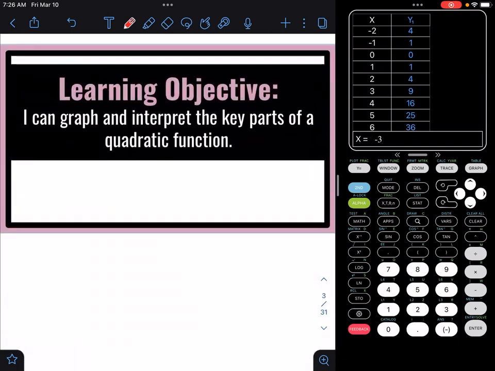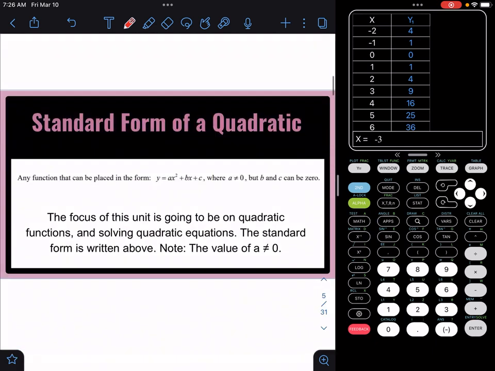So today in this lesson, we're going to learn how to graph and interpret the key parts of a quadratic function. Remember, quadratic means the highest exponent is a 2. So let's go over what standard form of a quadratic is. Standard form of a quadratic is when you write it as y equals ax squared plus bx plus c. A is the number in front of the x squared. B and c could be equal to 0 like it was in the do now, but a can never be equal to 0 because you need to have an x squared in the problem. So a has to either be 1 or higher.